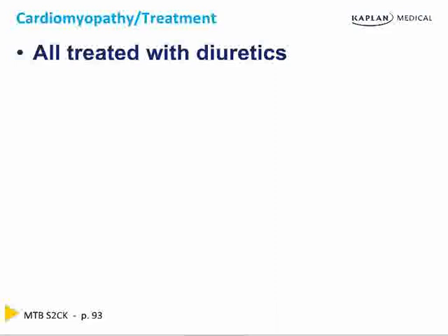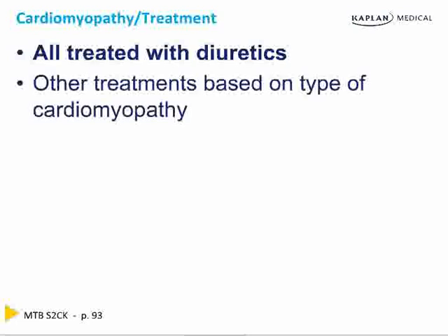The best initial therapy for all forms of cardiomyopathy is a diuretic. That's because we're not talking about hypertrophic obstructive cardiomyopathy. Hypertrophic obstructive cardiomyopathy doesn't get treated with the diuretic because in hypertrophic obstructive cardiomyopathy, the obstruction increases. The other treatments and what else you'll do and what it says as the next best step after the diuretic is based on which type of cardiomyopathy it is.